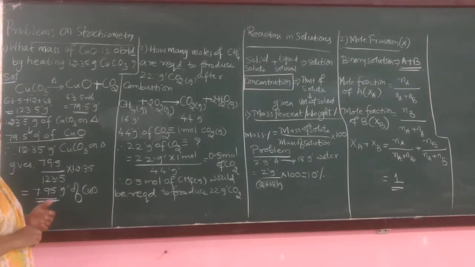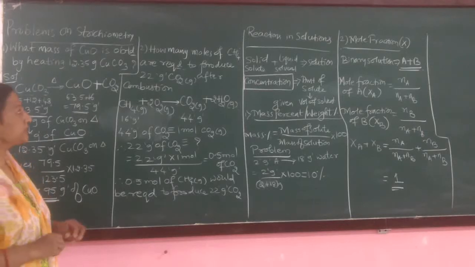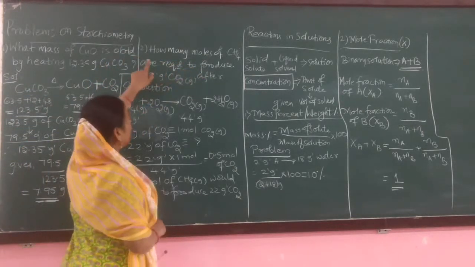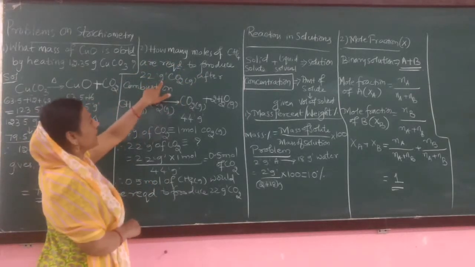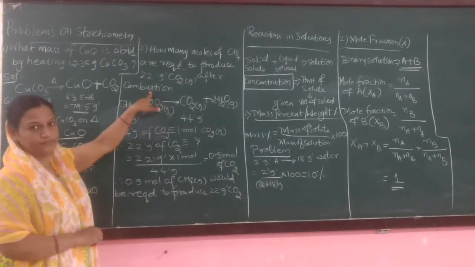Now let us look into another example wherein the mass of carbon dioxide is given and the number of moles is asked. That is a problem based on the relationship between mass and number of moles. Look at the problem there. How many moles of methane are required to produce 22 grams of carbon dioxide after combustion?